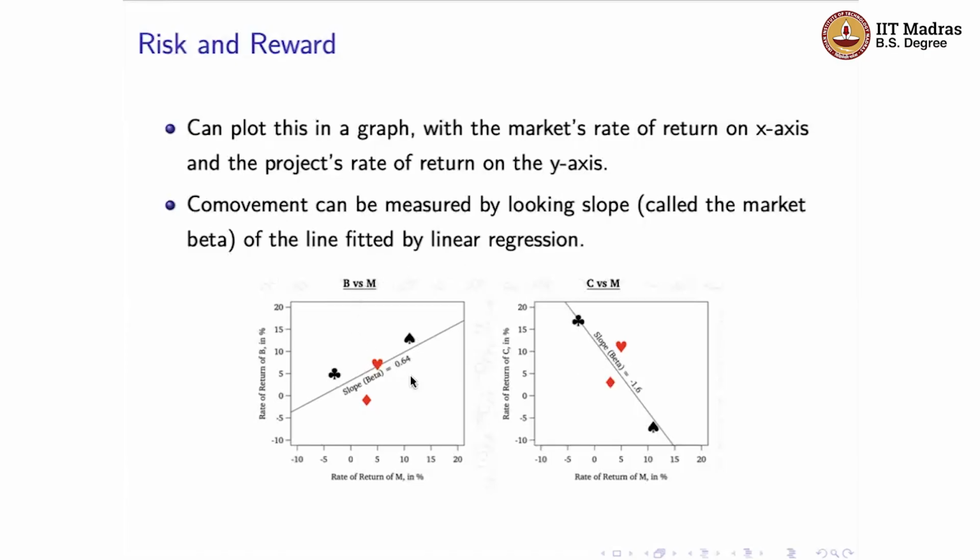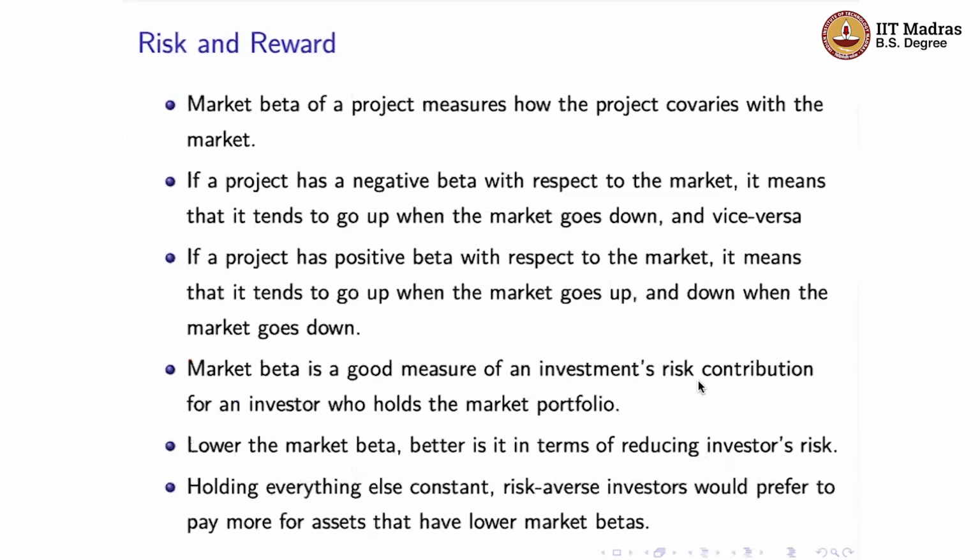And the slope of the regression line is what is known as the market beta, right? So we can see that for stock B, this is something which is positive, whereas for stock C, this is something that is negative. So let's think about the significance of these findings. So firstly, what does market beta of a project measure? Well, it measures how the project covaries with the market, right?